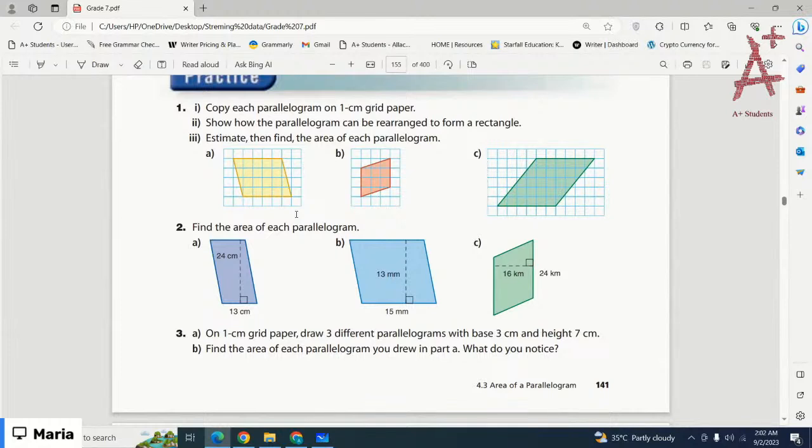So you have to use the grid paper. Let's just skip question number 1. Let's start with question number 2. Find the area of each parallelogram. So you are given the base and the height of the parallelogram. Let's start with question 2A. For question 2A, the base of the parallelogram is 13 centimeter and the height is 24 centimeter, right?